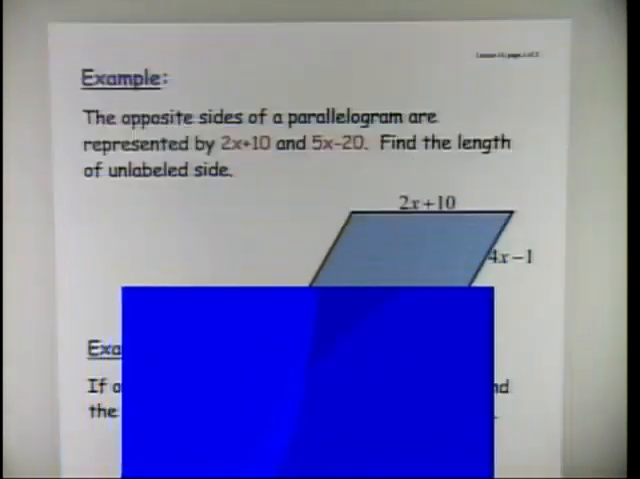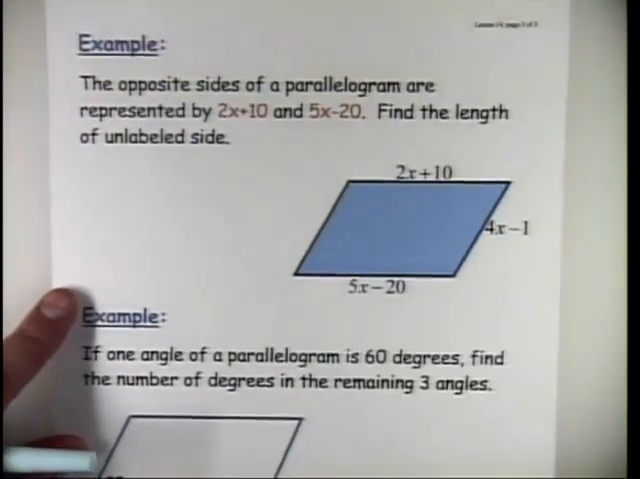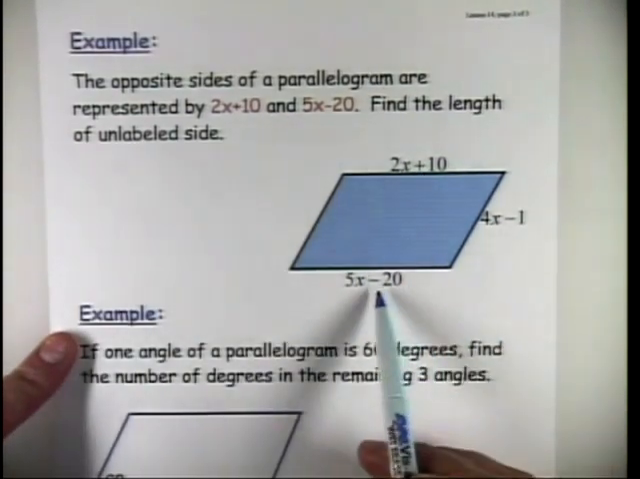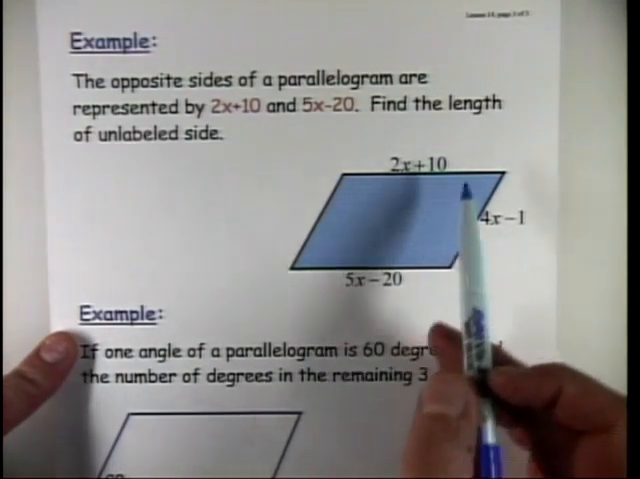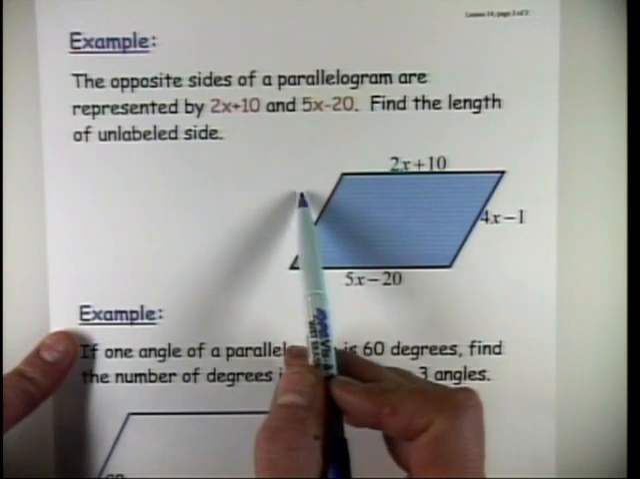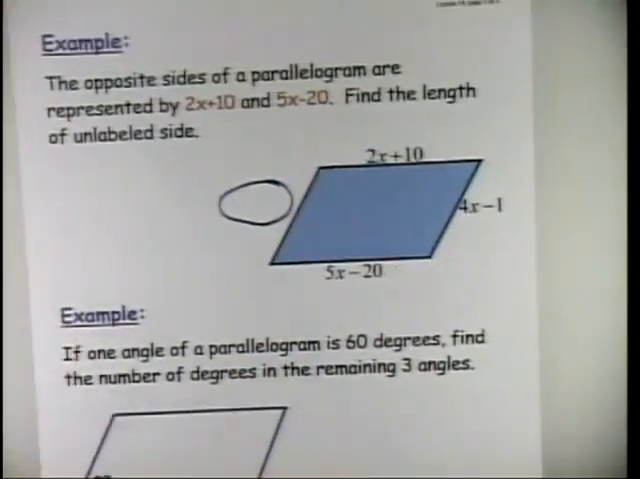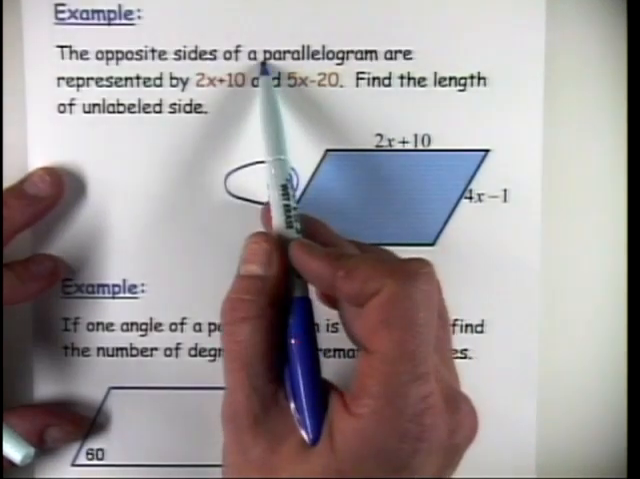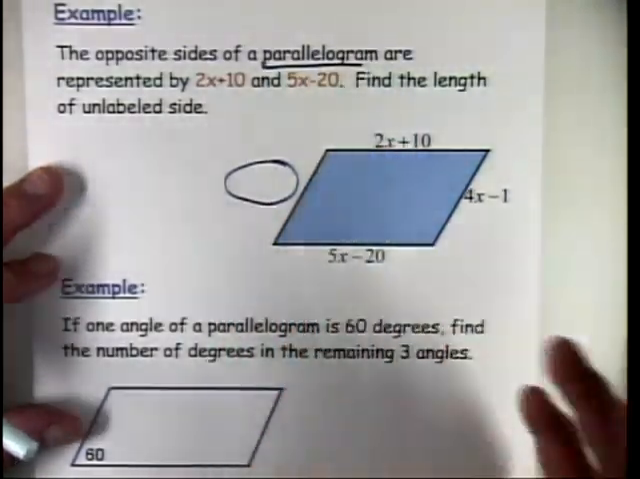Okay. Here's an example. In this parallelogram here, we have opposite sides represented by 2x plus 10 and 5x minus 20. Okay? We want to find the length of the unlabeled side. That's this one here. Well, let's see what we have here. We know that this side and this side, because it is a parallelogram, they are congruent, which means their measures are the same.